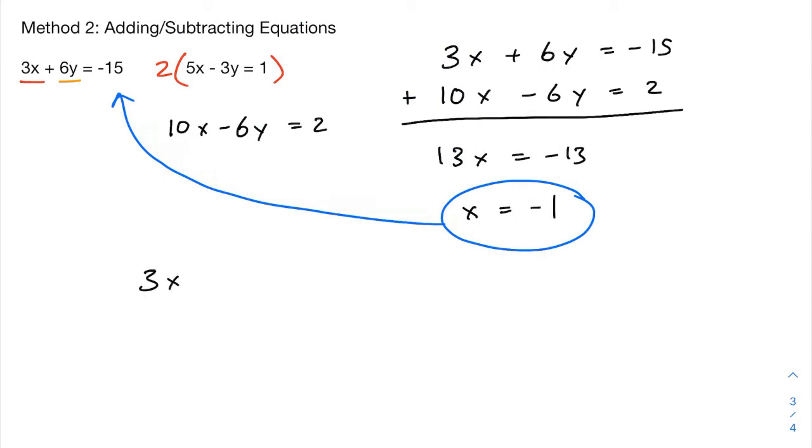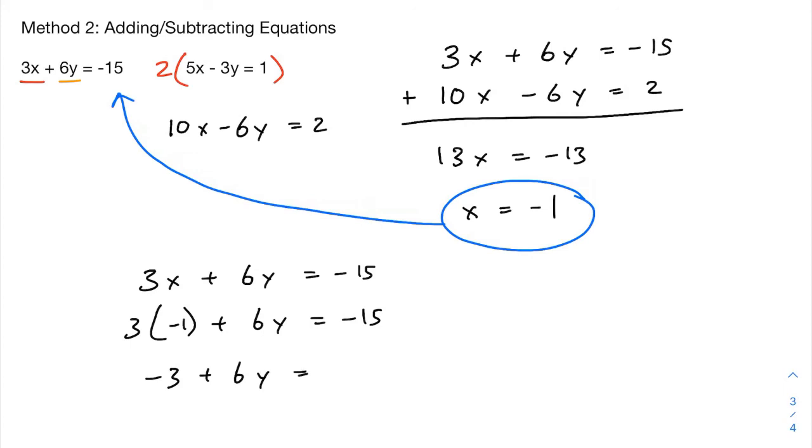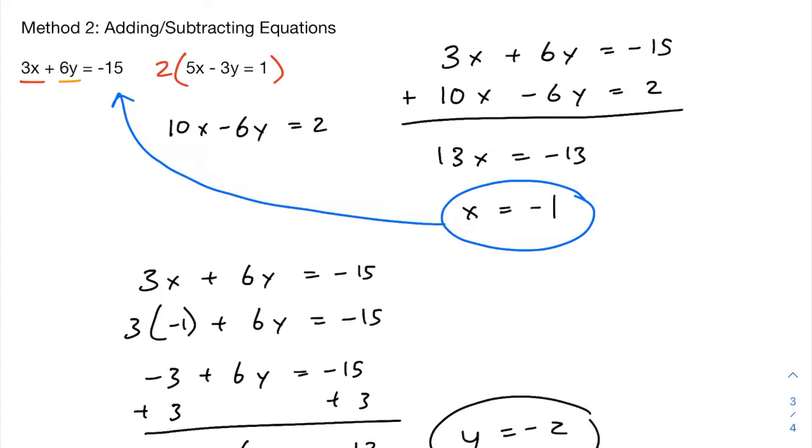So the first one was 3x plus 6y equals negative 15. So that's going to be 3 times negative 1 plus 6y equals negative 15. Negative 3 plus 6y equals negative 15. I'm going to add 3 to both sides. That gives me 6y equals negative 12, and y is equal to negative 2. So same solution that I had before.